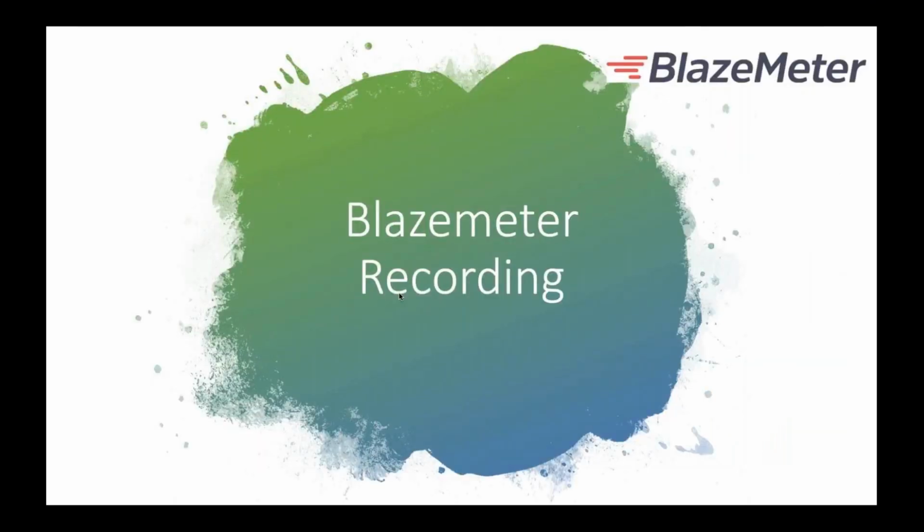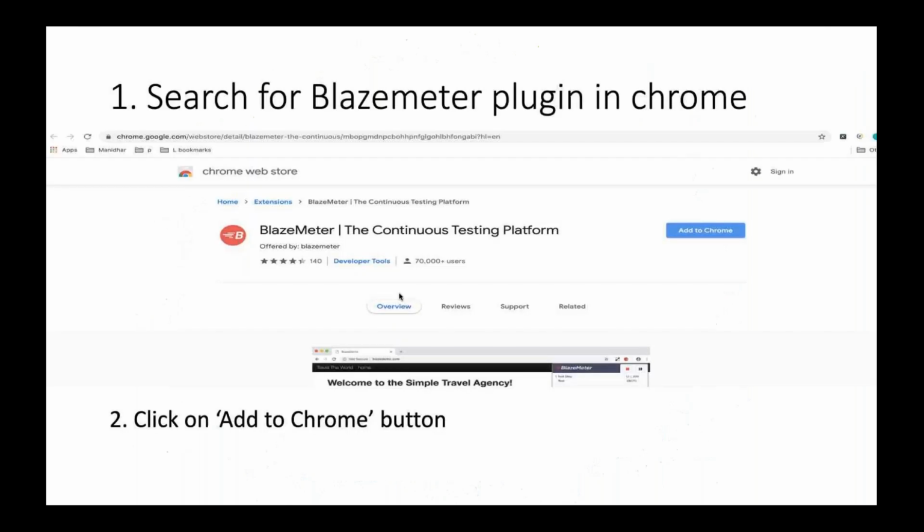Okay, right. So let's start with BlazeMeter. How do we record our scripts with the help of the BlazeMeter plugin? For that, first of all, you have to add your BlazeMeter plugin to your Chrome. Most of us will be using the Chrome browser. So let's open your Chrome browser, go to BlazeMeter and try to install it. BlazeMeter is just a plugin available for our Chrome browser.